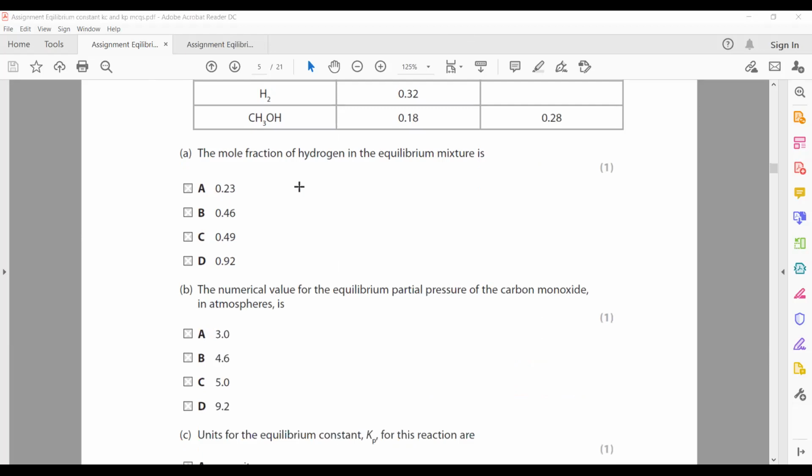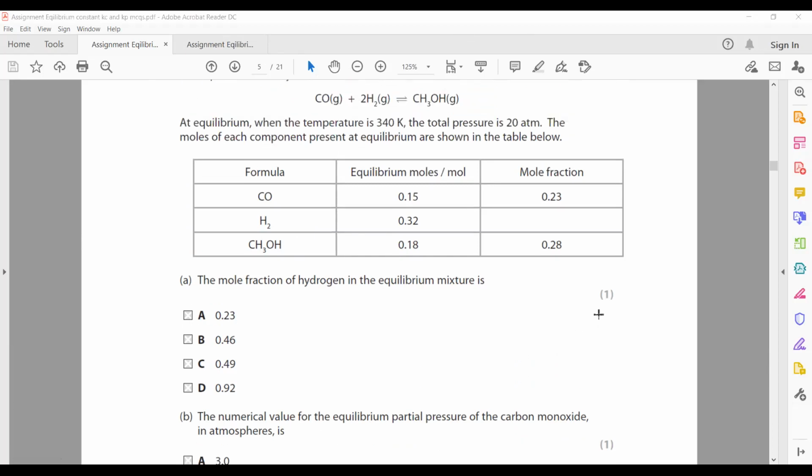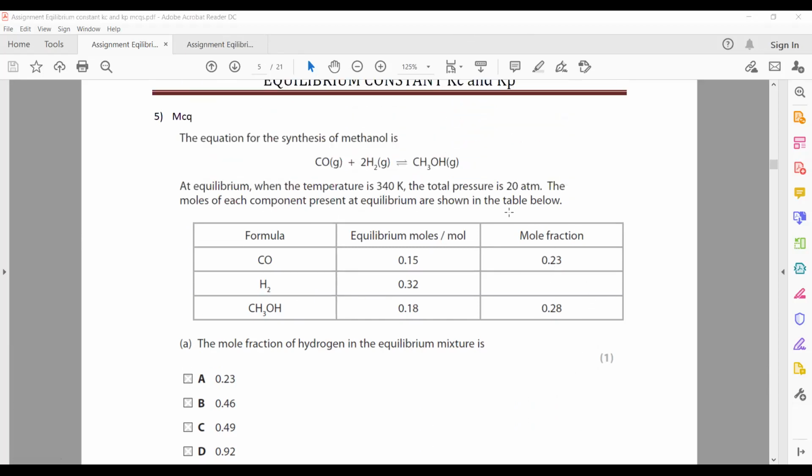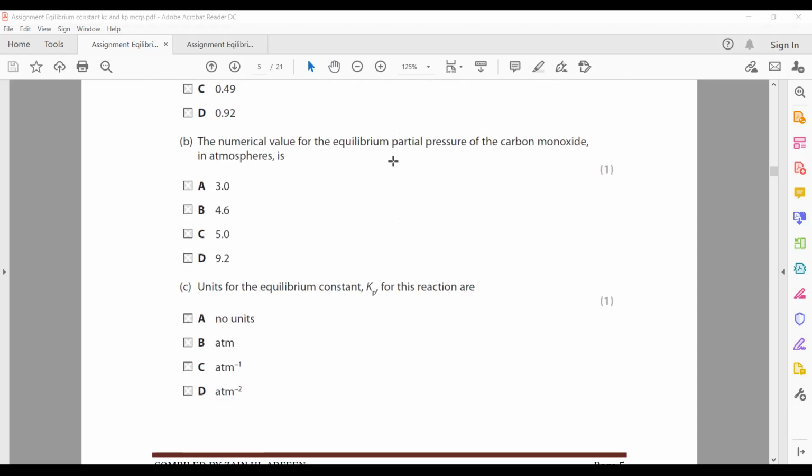Next, the numerical value for the equilibrium partial pressure of carbon monoxide. How do we get a partial pressure? The mole fraction multiplied by total pressure. So for carbon monoxide, the mole fraction is 0.23 multiplied by the total pressure, which is given as 20. So 0.23 multiplied by 20 atm, you will get the partial pressure for carbon monoxide, which is 4.6.